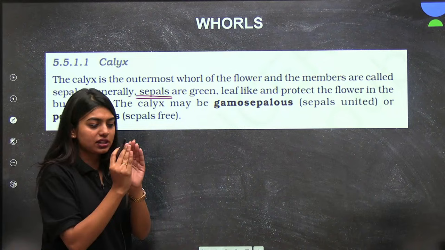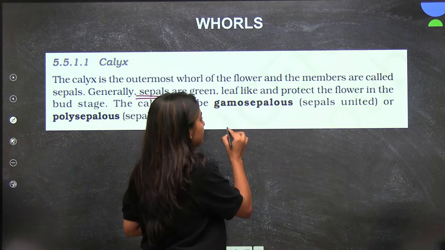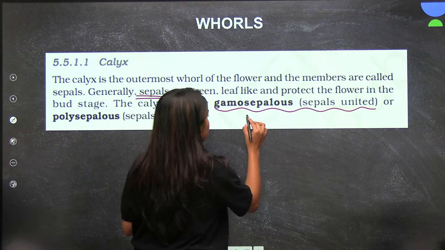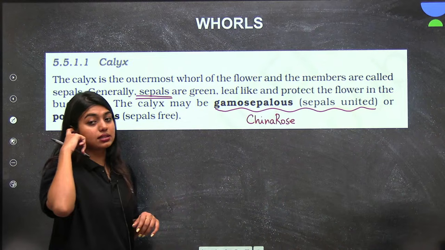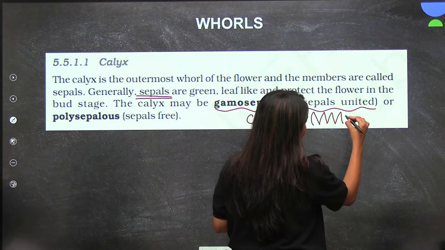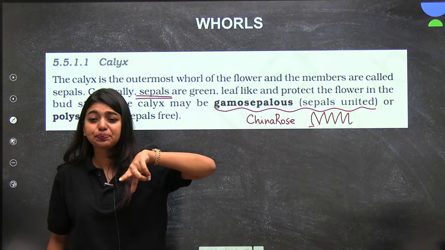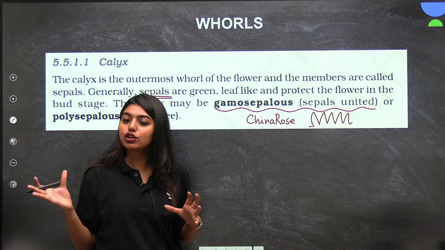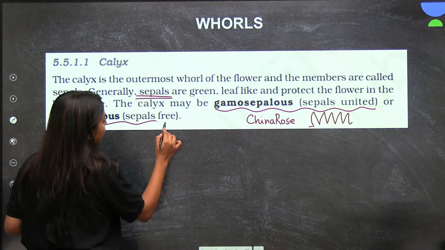Now, if the sepals are united, it is called gamosepalous, and this condition is seen in China rose, or hibiscus. Gamosepalous means the sepals are united, and the calyx is the outermost whorl. If you have hibiscus at home right now, go and bring it. This is how the sepals will look. Students, I have taken a special class where I used the flower and taught, so you can go check it out. Now, polysepalous means the sepals are free, like in the rose. Rose is the example. Clear to all of you?